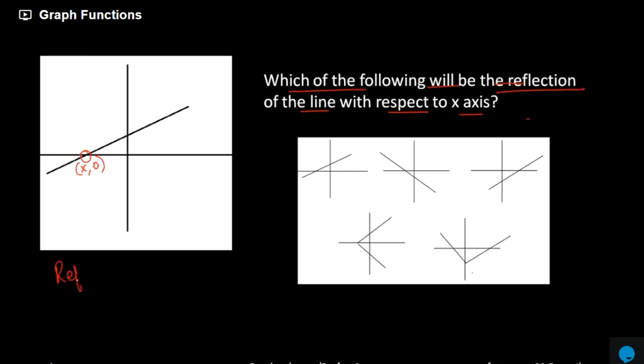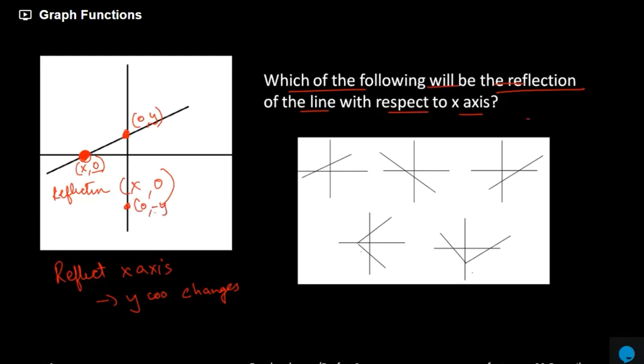And when you reflect something with respect to x-axis, the y coordinate changes. So over here, the reflection is going to have the same x coordinate, but the y coordinate is going to change, but 0, when it changes, it remains 0. That means this point is going to remain intact here only. And at this point, the value of x is 0 and there is a value of y, which is going to become negative when it reflects, because the y coordinate changes, and the reflection is going to look like this, which is this answer option.